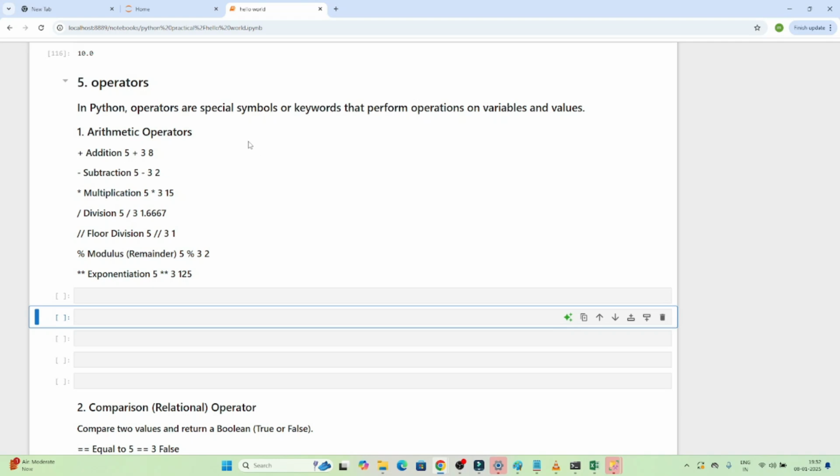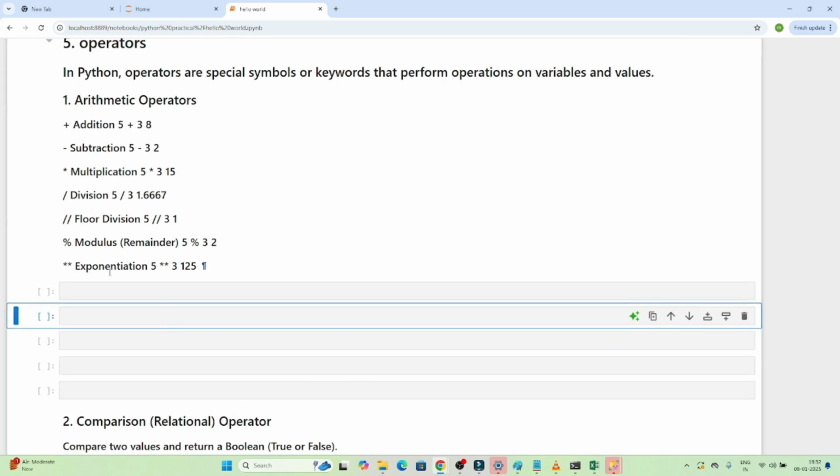Now let's discuss Python operators. Python operators are special symbols or keywords that perform operations on variables and values. For example, we have multiple operators in Python. The first one is the arithmetic operators.